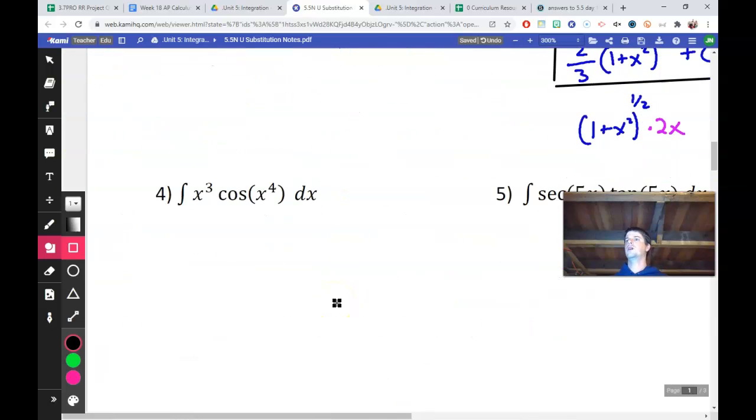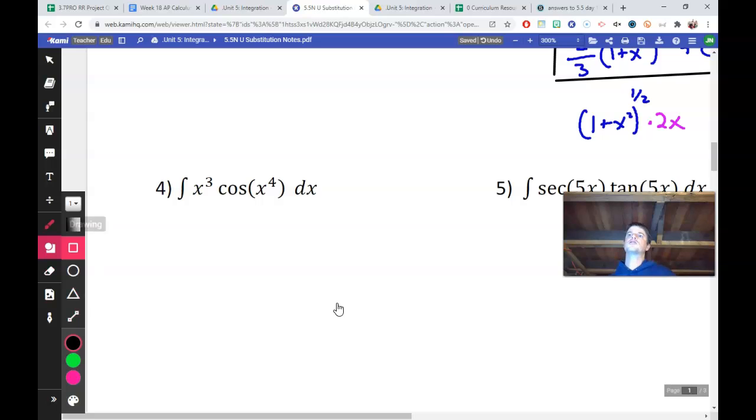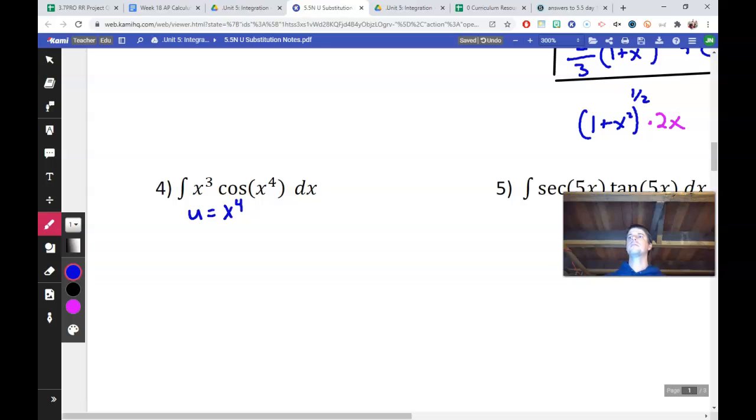All right, a few more to do here. Here, I notice I have a trig, so I'm going to make a guess and say, let's try to make u be the input for this trig function, okay? So we get u equals x to the 4th power. It might not work out, but it might, we'll see.